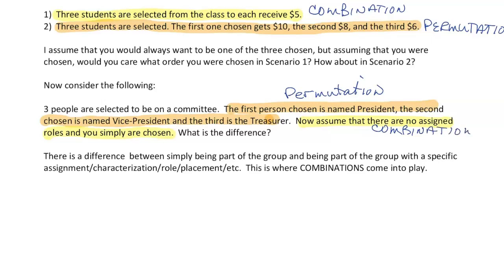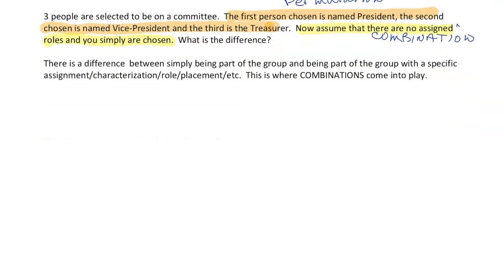So you want to be able to distinguish what you're talking about. Is it a permutation or a combination? Because what you do from that point forward will give you different answers, okay? So combinations are when you're just part of a group. The second they assign titles to participants in the group, it becomes a permutation.